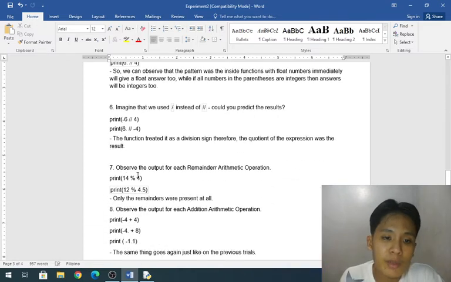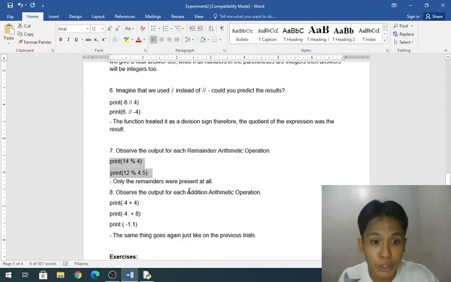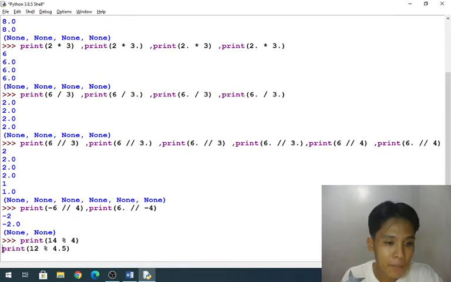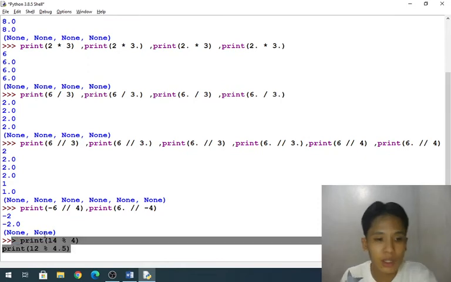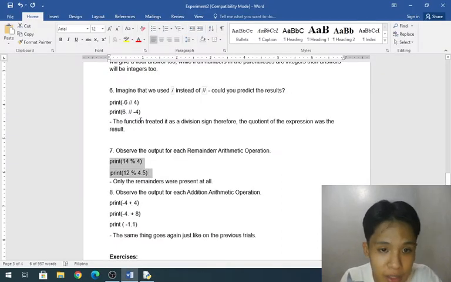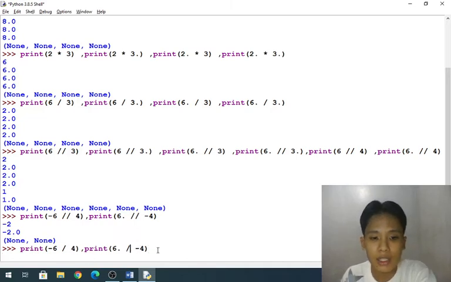Number 7, observe the output for each remainder arithmetic operation. It was with a percentage this time. Oh wait, before we go, I forgot something. We haven't tried it using the single slash, I'm sorry. So single slash, delete, single slash, enter.